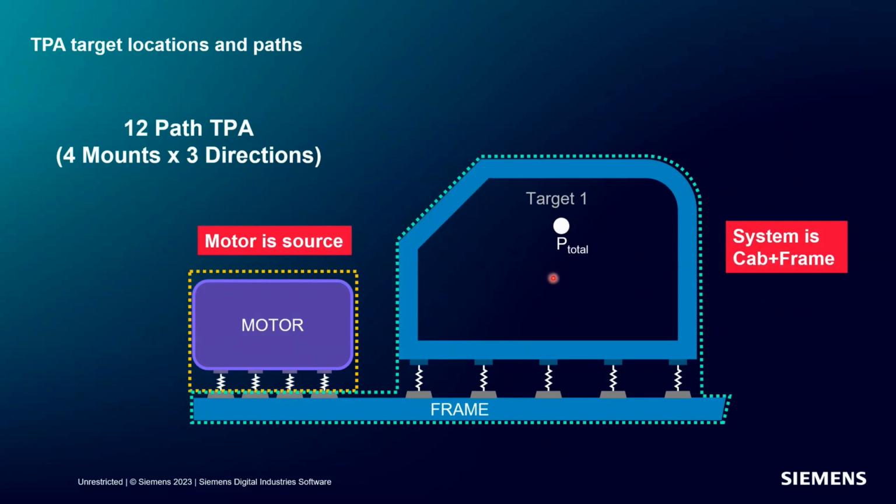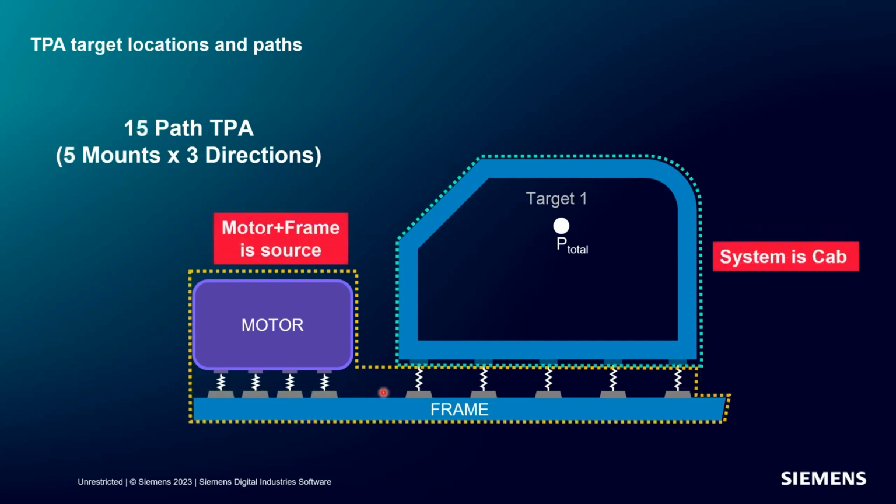Now, if you're doing transfer path analysis, you really break down the source versus the structure. In some cases, maybe the motor mounts configuration is all fixed, so that's something you can't change, but maybe the cab mounts could be changed or optimized. In that case, we would define the source to include the frame. And then we would have 5 crossings here, and we'd have a 15-path TPA.